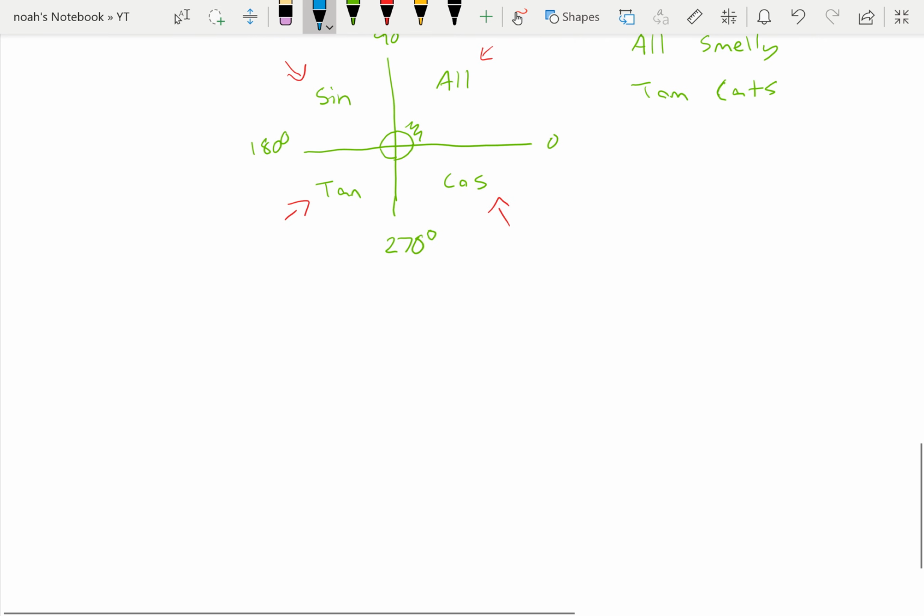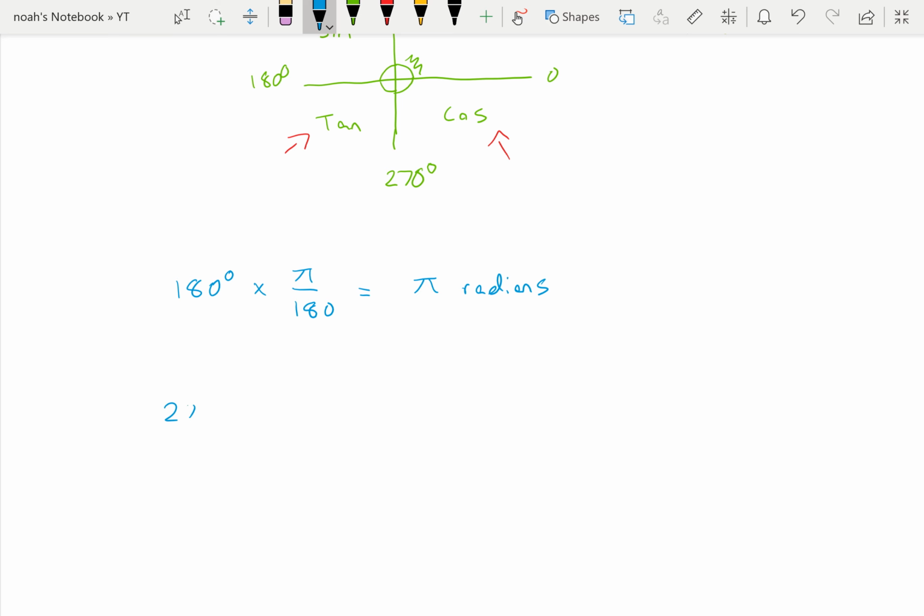Last thing is converting to radians. Radians is a very common measurement, an alternative for degrees. So say you have 180 degrees, you want to multiply by pi over 180, and you'll get pi radians. Similarly, if you have 2 pi radians, you multiply by 180 over pi, so you want the pi's to cancel out, or the degrees to cancel out. So you want them on the top and bottom, top and bottom. And so this equals 360 degrees.